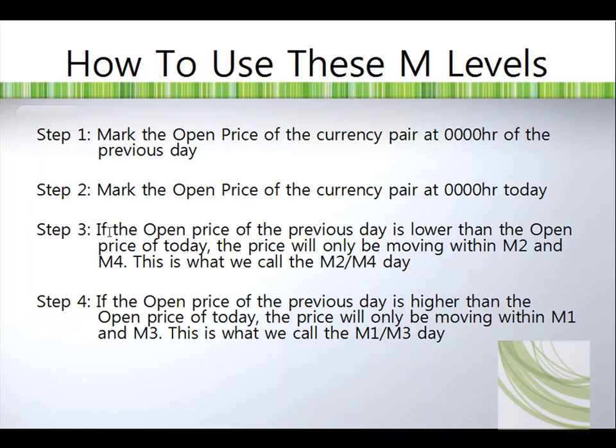Now if the open price of the previous day is lower than the open price of today, today the price will only be moving within the M2 and the M4 pivots, and this is what we call the M2 M4 pivot days. However, if the open price of the previous day is higher than the open price of today, the price will only be moving within the M1 and M3 pivot levels, and this is what we call the M1 M3 days.